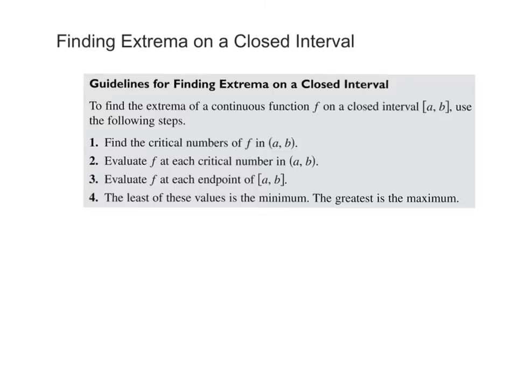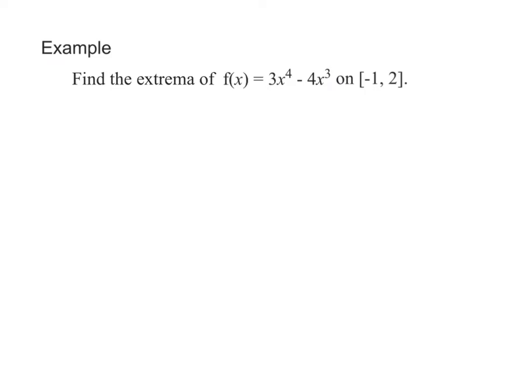So let's look at an example on how you go through this process. Okay, so I'm going to find the extrema of f of x equals 3x to the fourth minus 4x cubed. The interval it's on is [-1, 2]. So I'm going to start with the derivative. So f prime equals 12x cubed minus 12x squared. To find the critical points, you set this equal to 0.